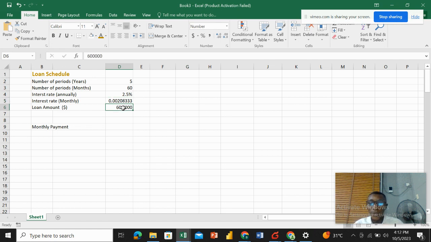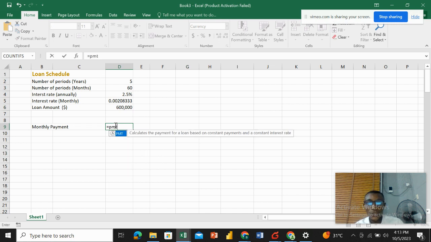Now, our loan amount is set to be 600,000. How much are we going to pay exactly in a month? The good thing is that Excel has a payment function. Excel has integrated this into their functions. We have the PMT, which stands for payment. So this makes our work very, very easy.